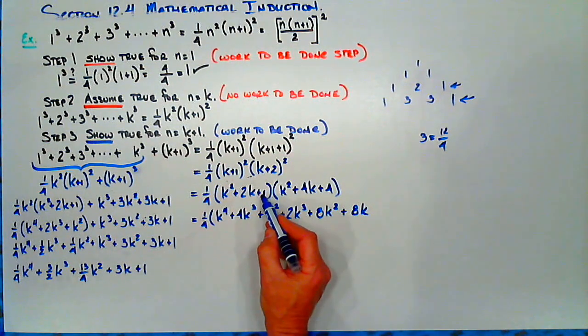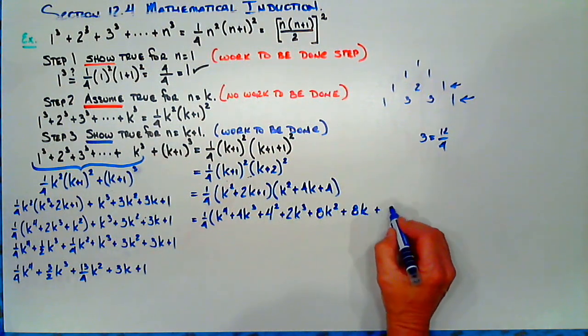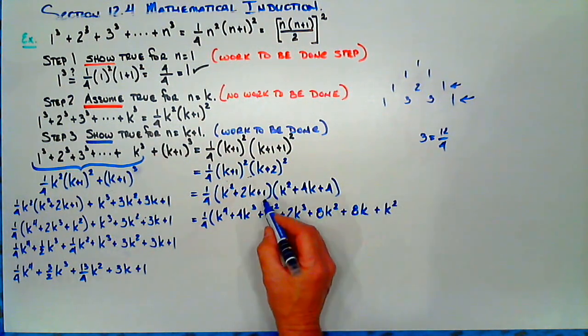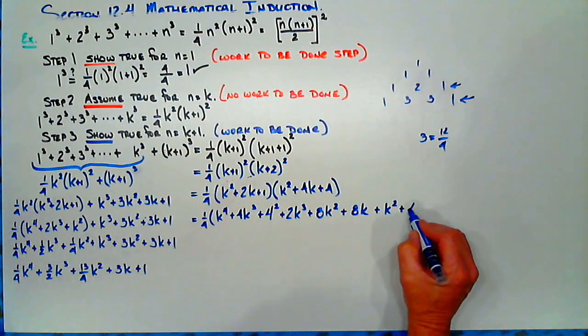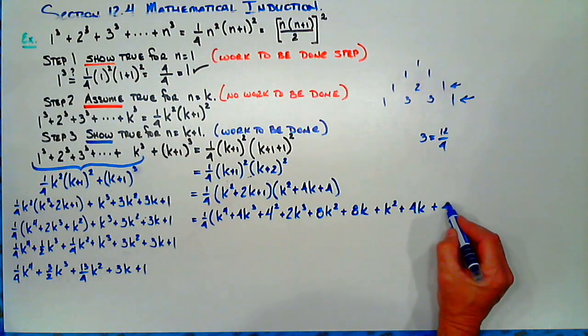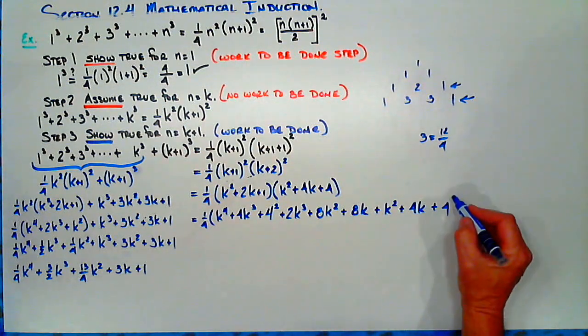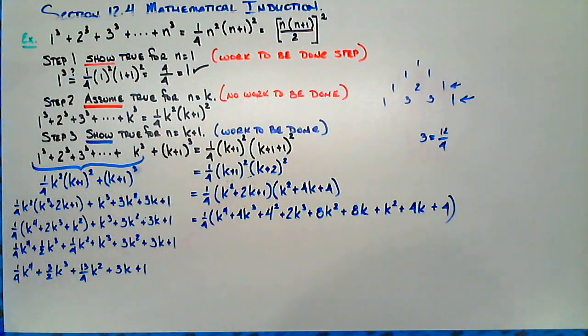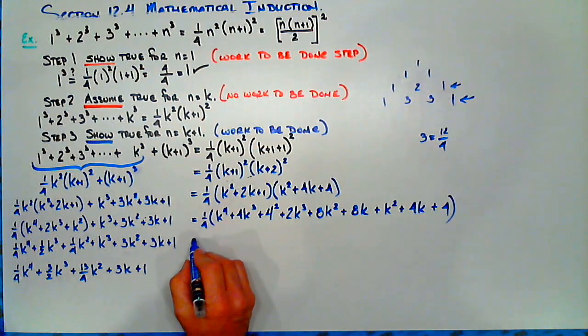2k times 4 is 8k. We're not done. We have to do the 1. 1 times k squared is k squared. 1 times 4k is 4k. And 1 times 4 is 4. That fancy factoring thing is not looking so bad now, is it? All right, let's collect like terms and see what we get here.